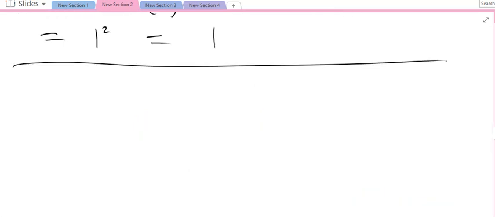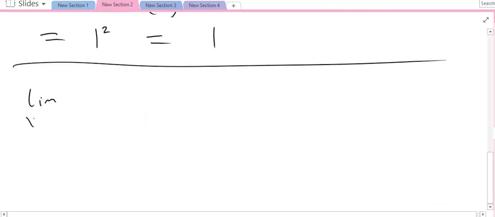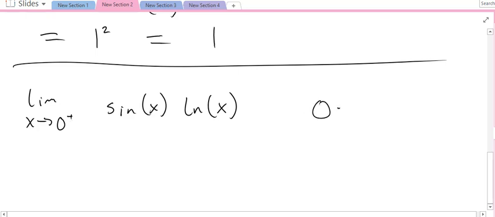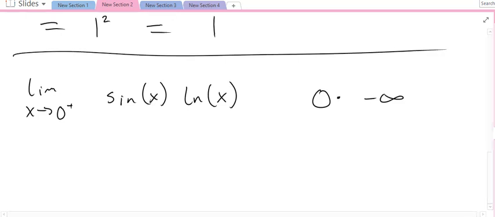And for one more example, let's look at the limit as x goes to 0 of sine of x times the natural log of x. And we won't go to infinity here. We're going to go to 0 from the right. So this is actually going to be of the form 0 times negative infinity, because as we go towards 0 from the right, ln of x goes down towards negative infinity.